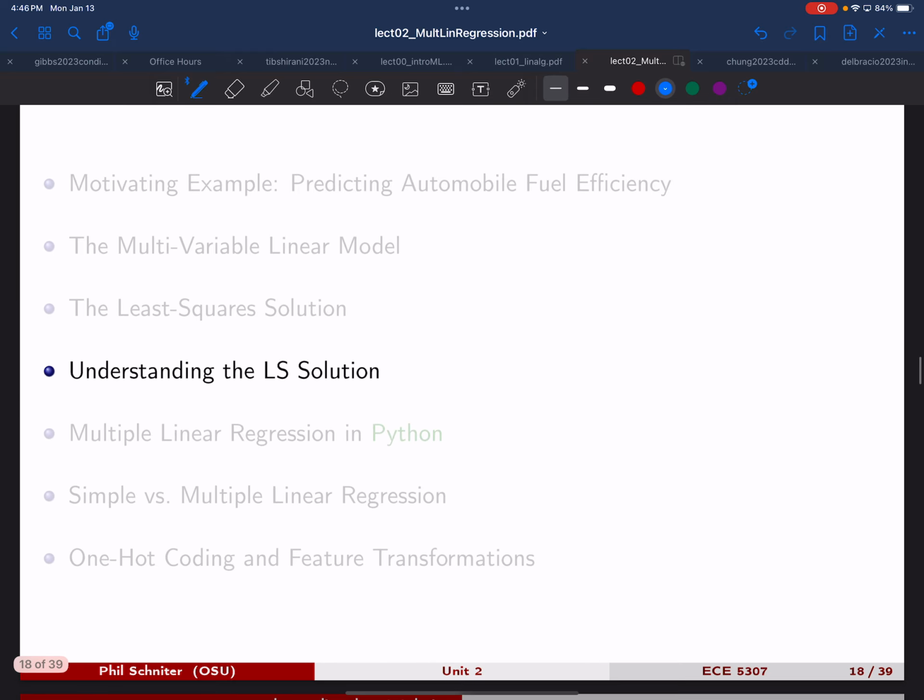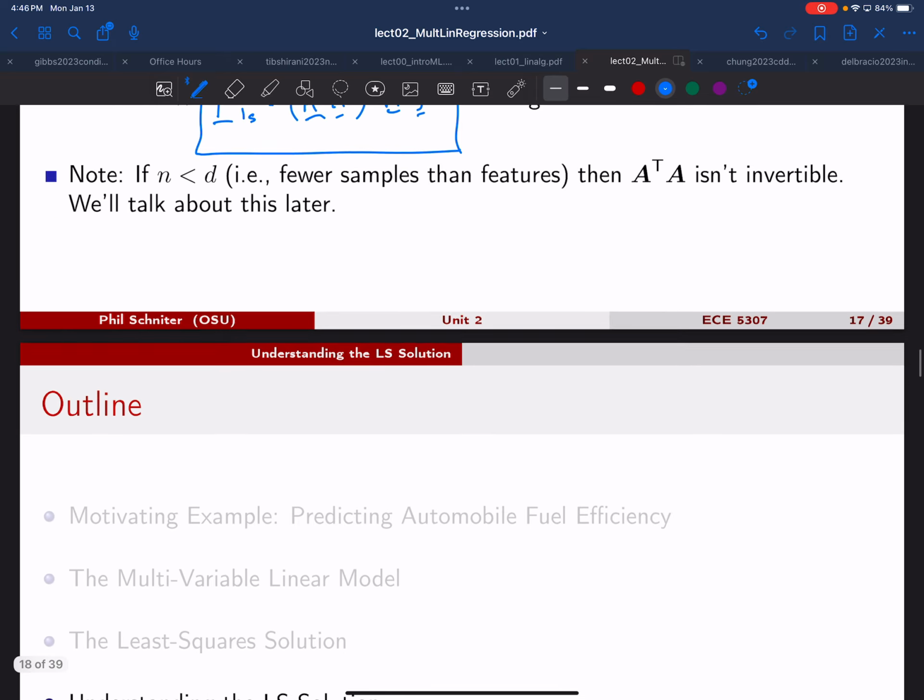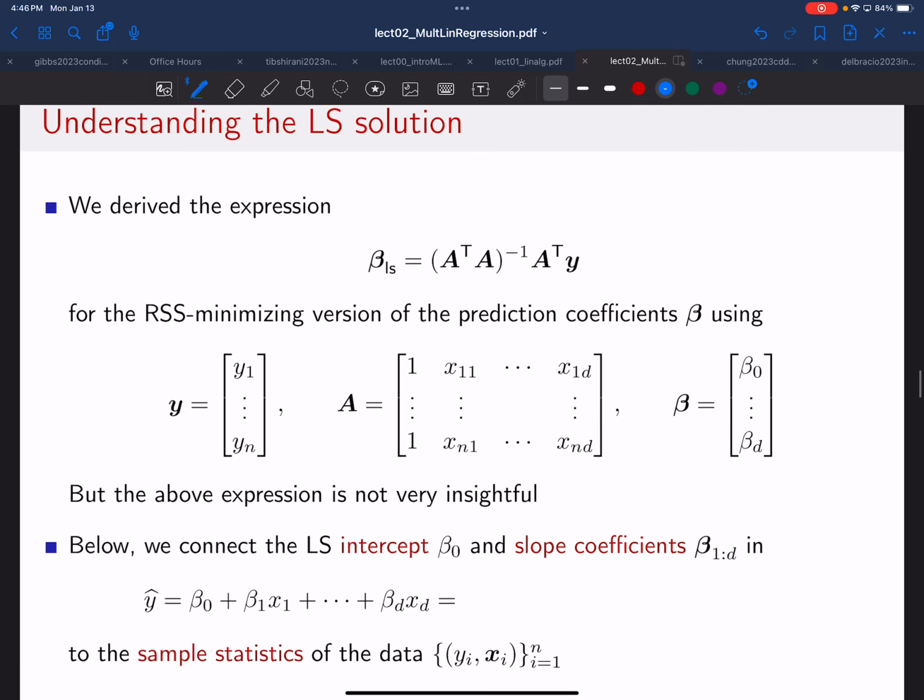Okay, great. So we have this equation that we derived, which is nice. It's something we can program, but it's not very insightful. When you look at this, to me it looks quite confusing because this A matrix has some features, but then it has this column of ones. It's really difficult to see much meaning in this expression. So we want to instead view this more from the perspective of statistics, and so that's what we're going to do next.